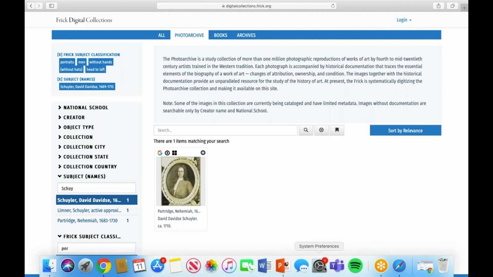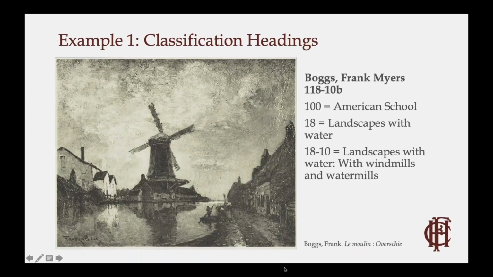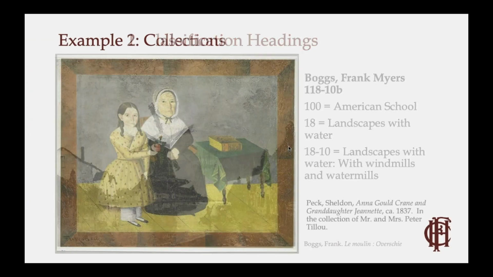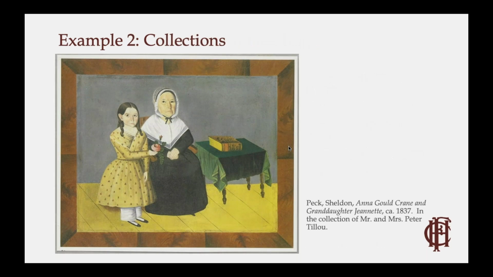So we're going to pop back to the PowerPoint just for one second. So the next series of examples we're going to go through have to do with searching based on collections information. So Frick Digital Collections allows you to search by collection, which includes public collections and institutions, as well as churches and private collections. So we're going to go through an example of each of those to see how we can find that information on Frick Digital Collections.